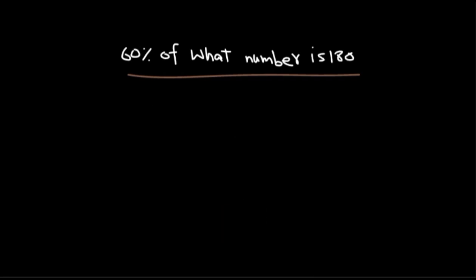So for sake of practice, we take another example. 60% of what number is 180. So the formula is number is equal to given value, that is 180, multiplied by 100 divided by 60.